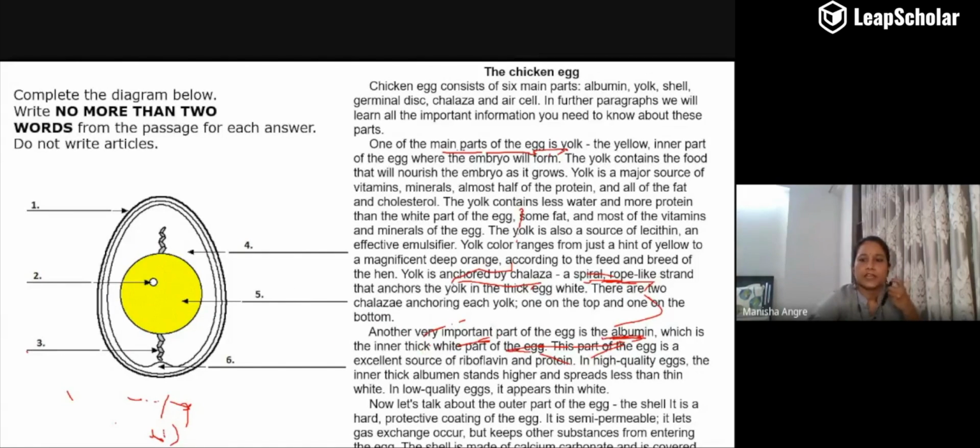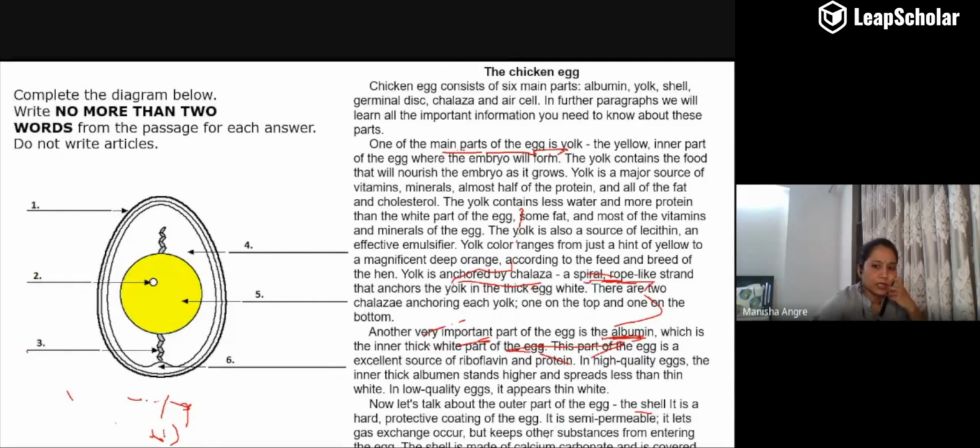Another very important part of the egg is albumin. The albumin, which is the inner thick white part of the egg. So the inner thick white part of the egg will be what? Number 4. And then we have what? Now let's talk about the outer part of the egg, that is the shell. So the outer part, that is number 1, and it is the hard, protective coating of the egg.